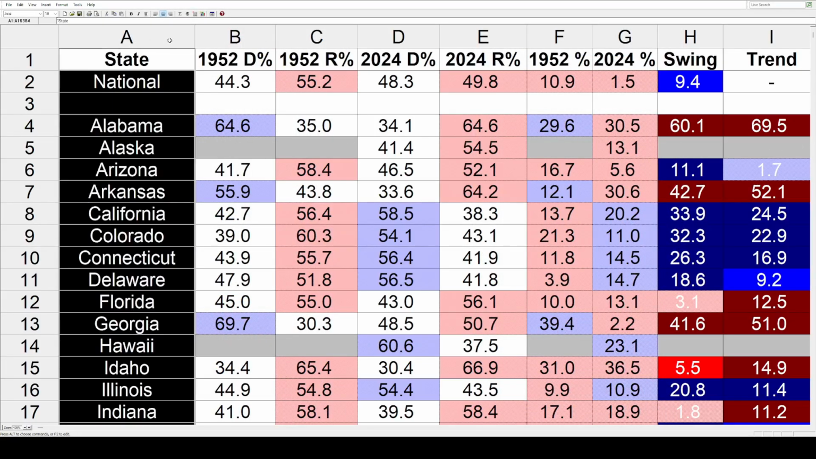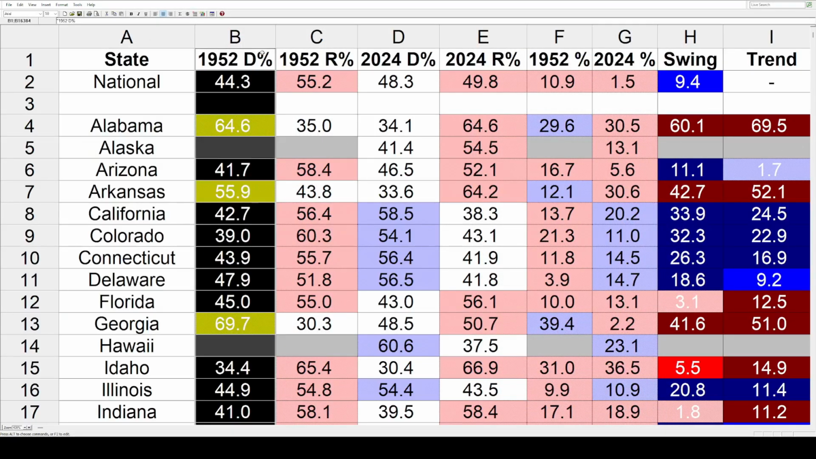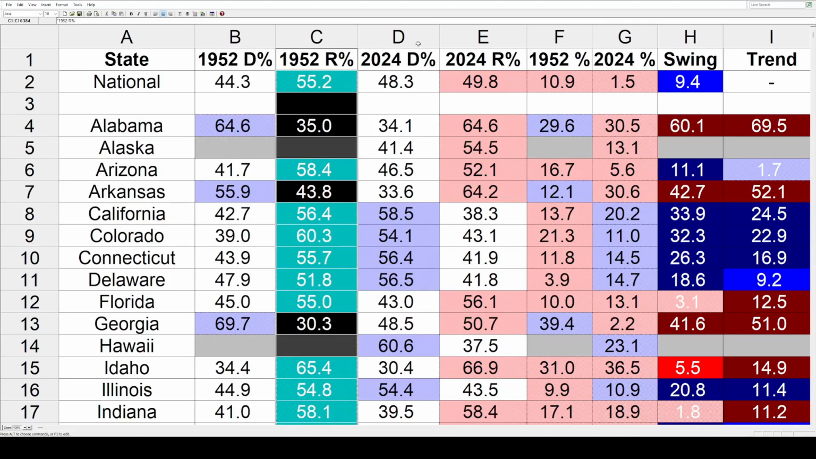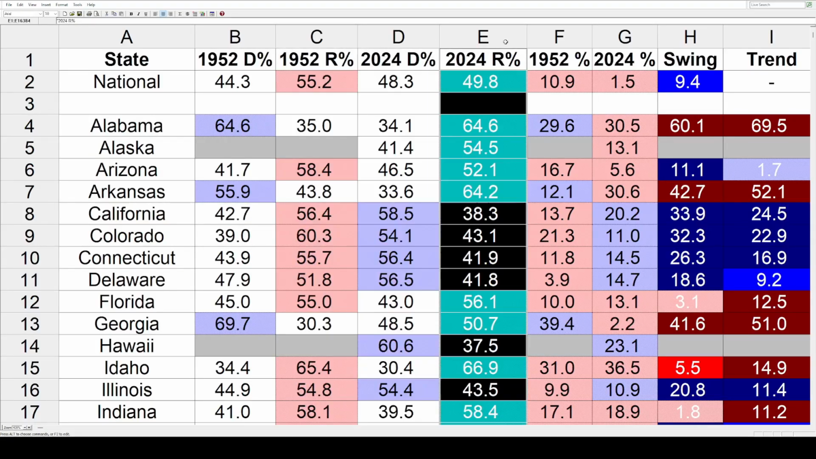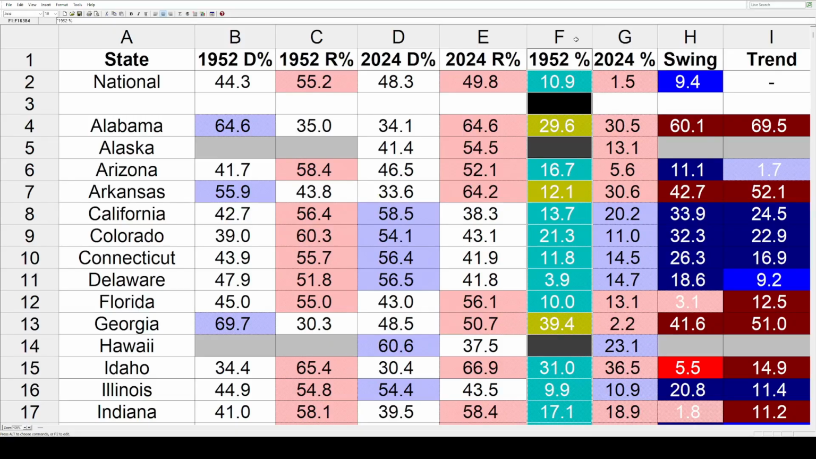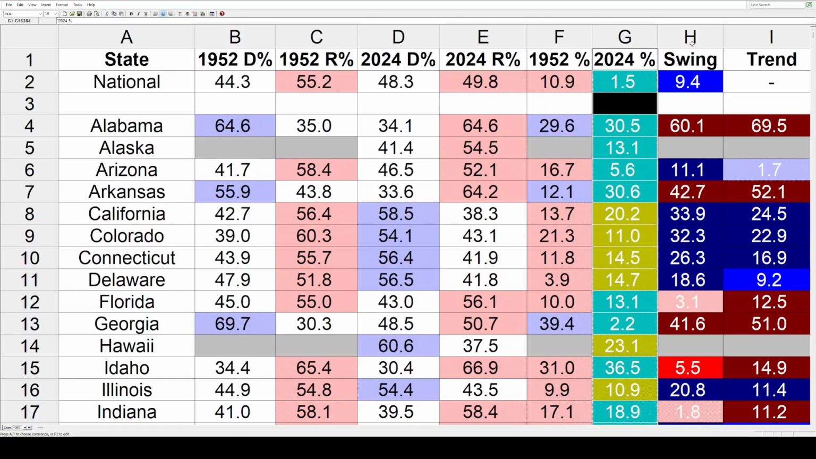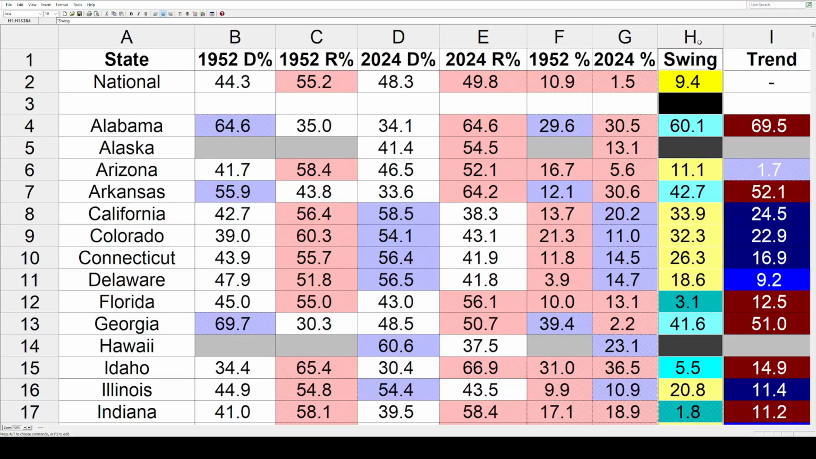On the left, we've got the states. Then it's the 52 vote for Stevenson, then for Eisenhower. Then it's the 24 vote for Harris, then Trump. Then it's the margins, and each state shaded accordingly in 52. Then it's the same for 24. Then we've got the column from last week. These are the swings or the shifts in each state. That's just the difference between the two previous columns.